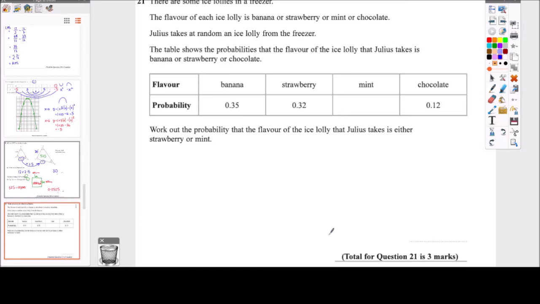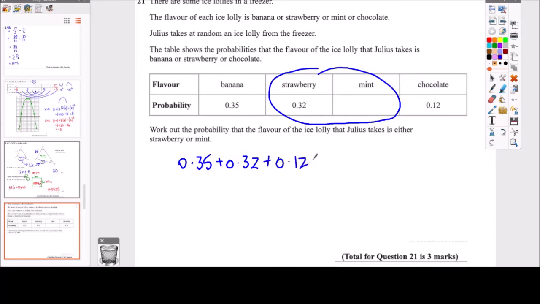Question 21. So, we work out the probability that the flavour of the ice cream is either strawberry or mint. So clearly to do this, we're going to need to know what the probability of mint is. Now, probabilities always add up to 1. So if we add up the 3 we already know and take that away from 1, that will give us the probability of mint. So 0.35 add 0.32 add 0.12, that equals 0.79.